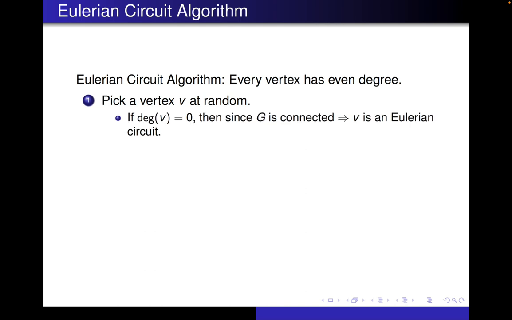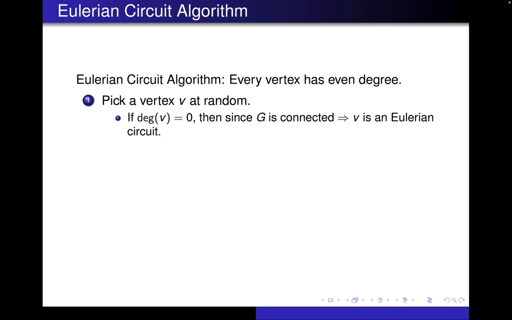Now, one possibility of having even degree is that vertex could have degree 0. And that's a little bit of trouble. That means there's no edges coming out of it. However, it's not as bad as it looks, because if a vertex has degree 0, remember, our graph is connected. So if our vertex doesn't have any edges coming out of it, that means it's not connected to any other vertices. That means if G is connected, V is literally the only vertex in the entire graph.